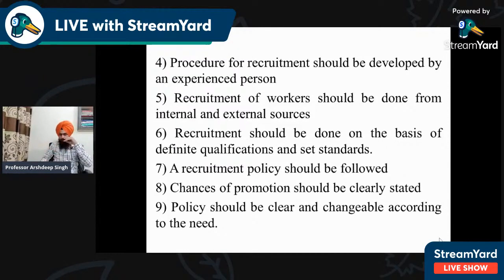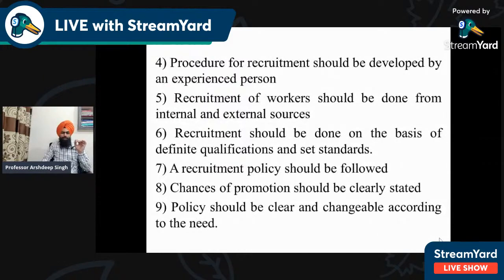Next, recruitment of the workers should be done from internal and external sources. Okay, so not a single factor should be there for the recruitment of the persons. So internal and external, or all the sources should be assessed when we are appointing some persons.